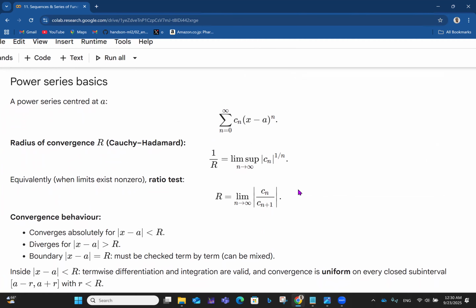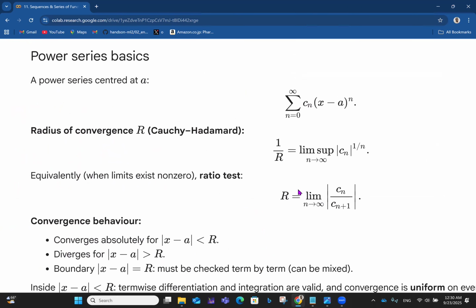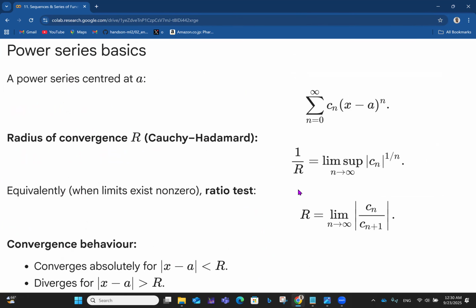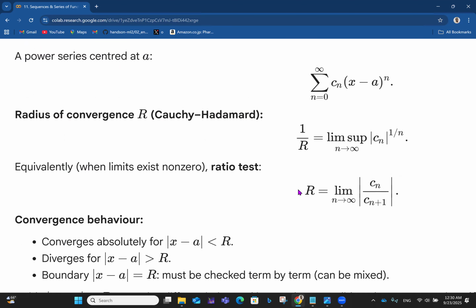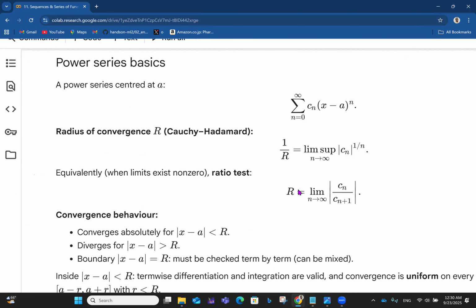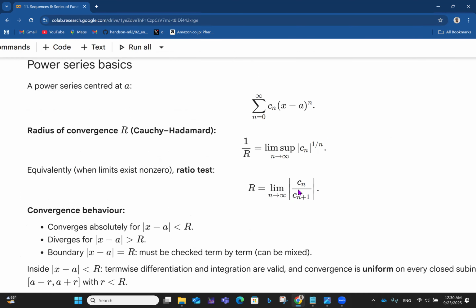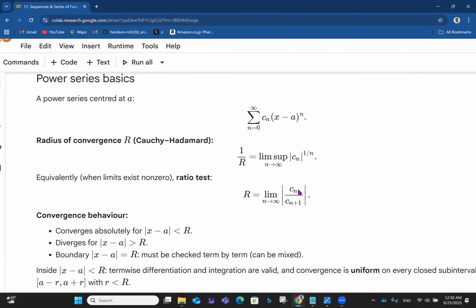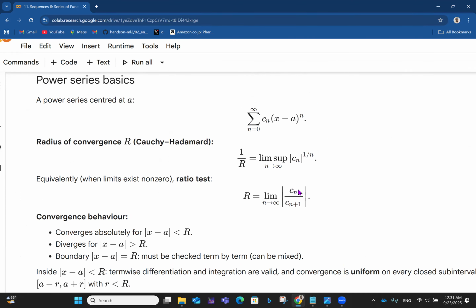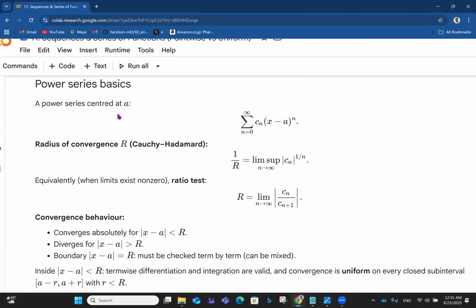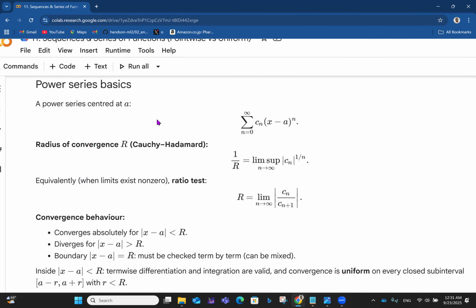I have a playlist on power series where we dealt thoroughly with the idea of power series. So we're talking about power series basics. A power series centered at a, so there's a center, is the summation from n equals 0 to infinity of Cn times (x minus a) raised to the power n. If the center is zero, then we just have Cn times x raised to the power n.